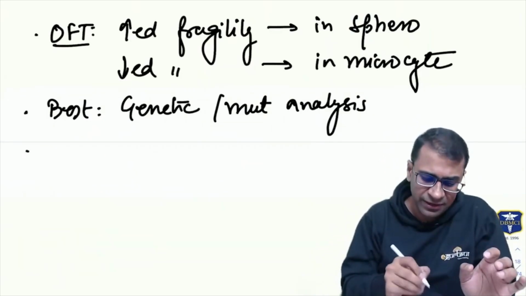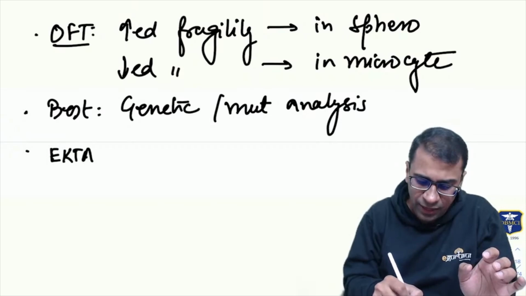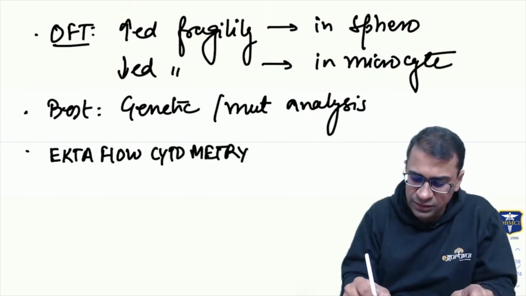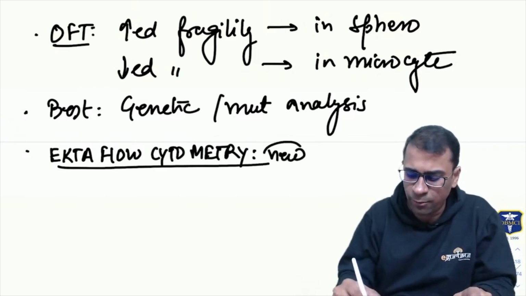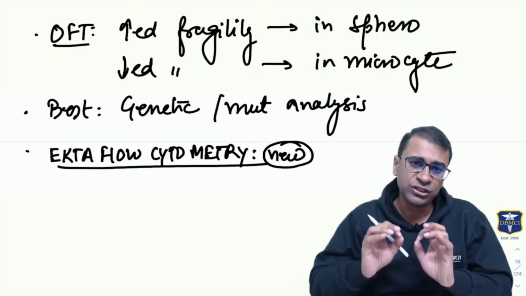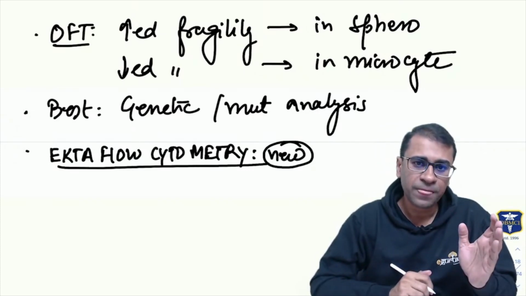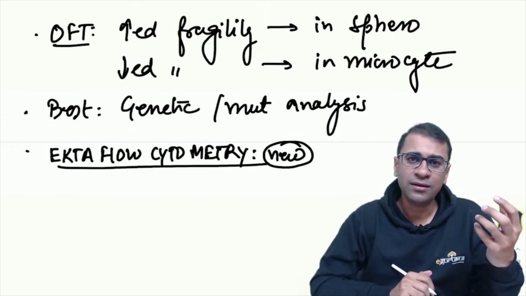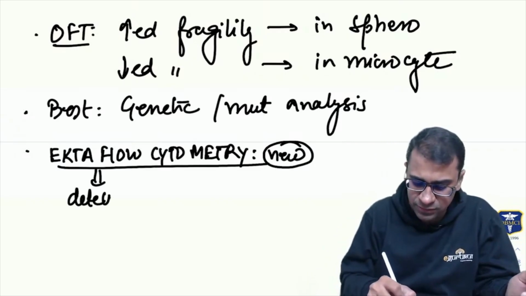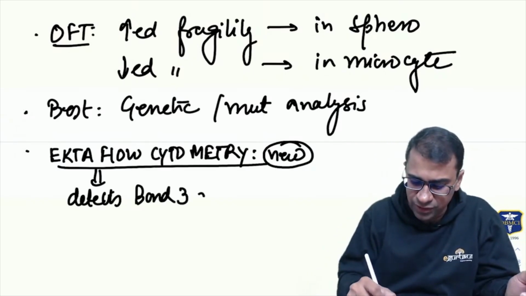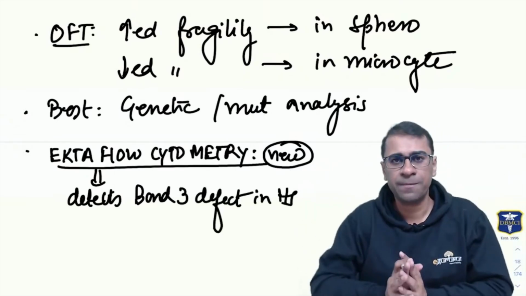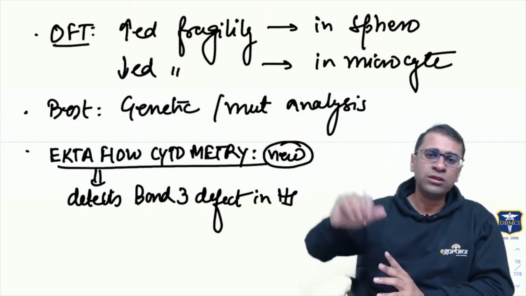One very recently available test is called EMA flow cytometry. Just remember, this is a new test altogether. If you can remember, well and good, otherwise no problem. The EMA flow cytometry is mainly used to look for the band 3 defect. It detects the band 3 defect in HS. Remember this thing. These are all the questions asked.